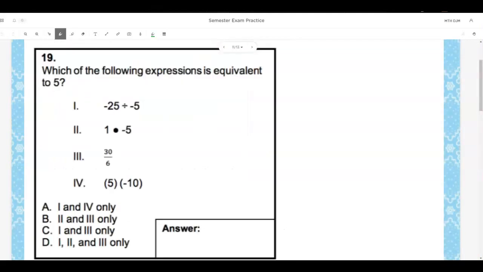And all right, so we ran out of time in class, so now I'm jumping back to question 19, where we left off before we jumped ahead. Which of the following expressions is equivalent to 5? So I want equal to 5. The rules with multiplying or dividing integers is if the numbers are the same sign, I'm going to get a positive answer. If they're different signs, I'm going to get a negative answer.